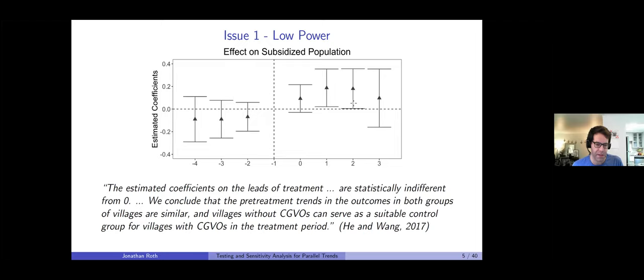It's useful to know under what assumptions about the ways parallel trends can be violated we may be able to say something more definitive about female employment. Okay, so those are the three issues I see with the common practice of testing for pre-existing trends.